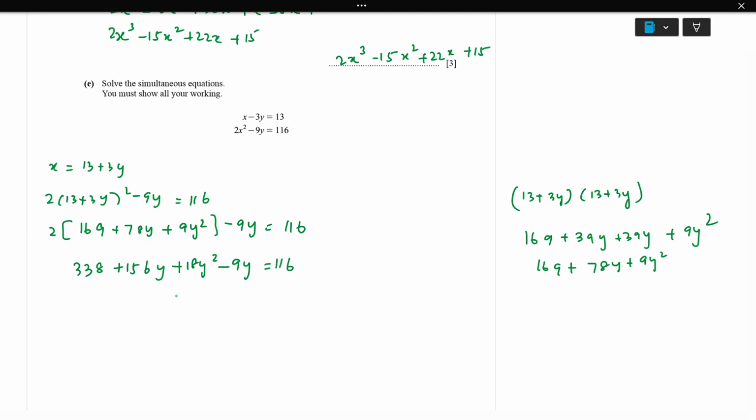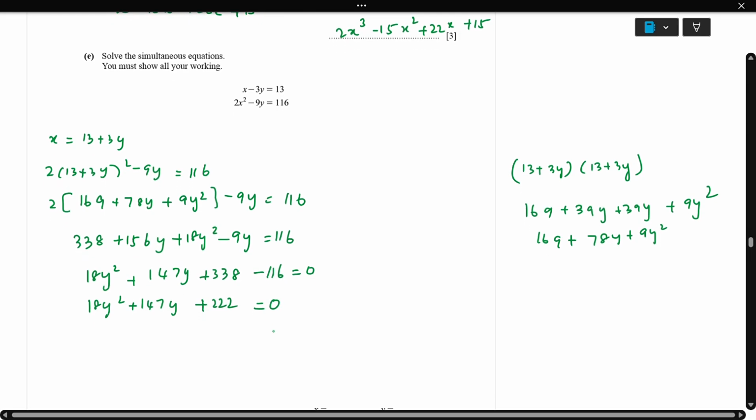Okay, now I'll write all in order. 18y square plus here is 156y minus 9y, which is 147y plus 338 minus 116 equal to 0, which is 18y square plus 147y plus 338 minus 116, which is 222, equal to 0.